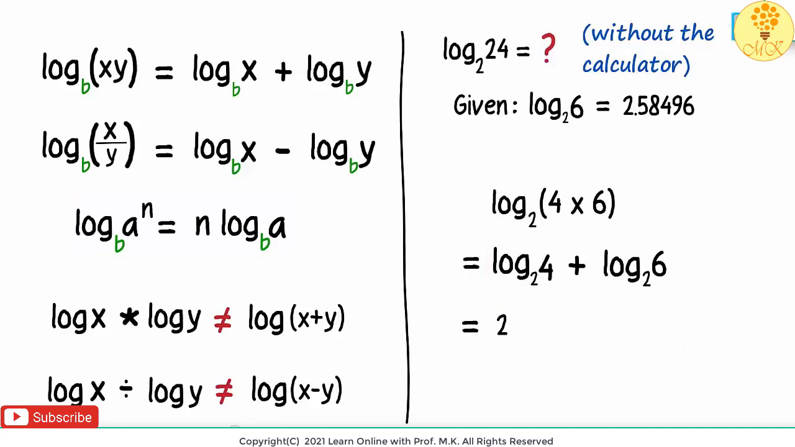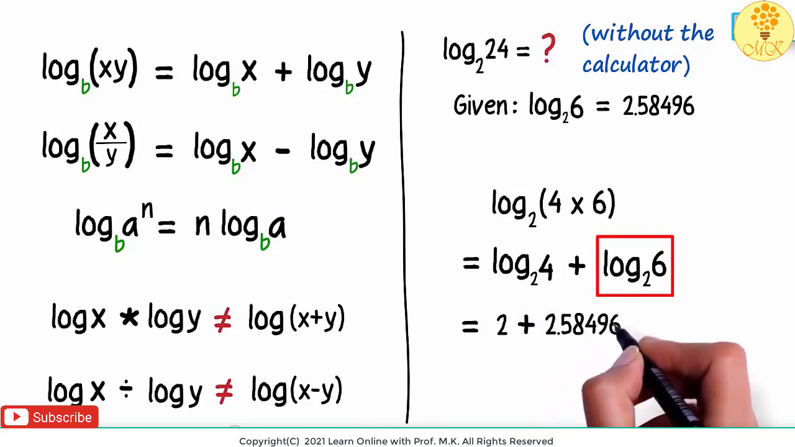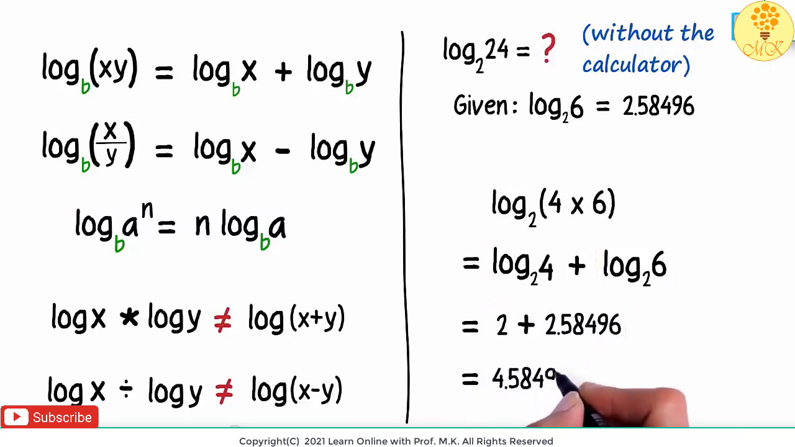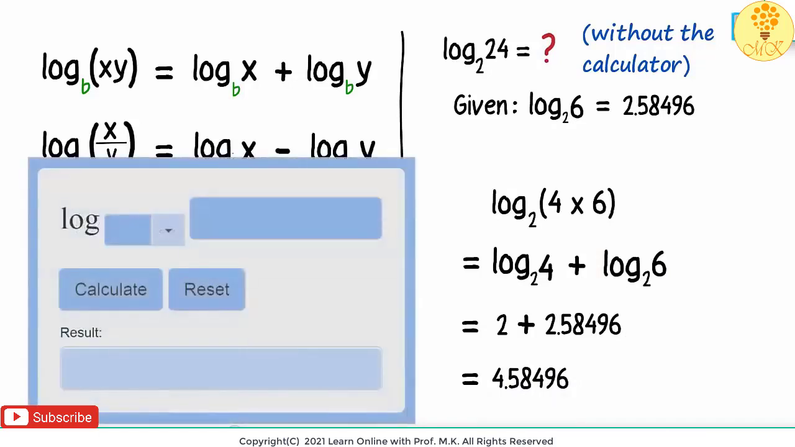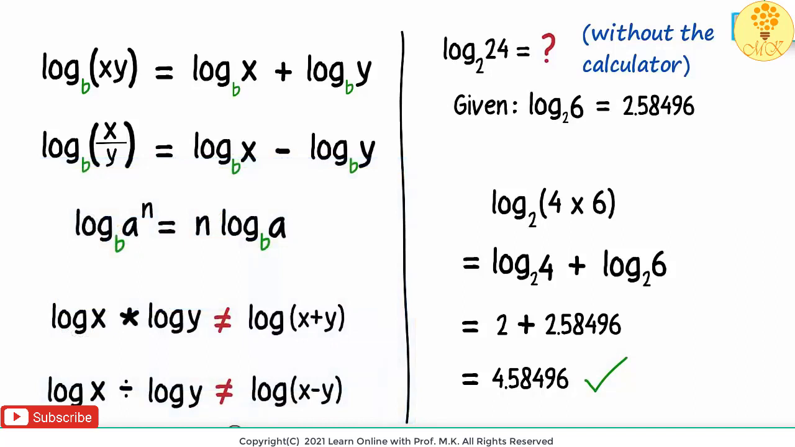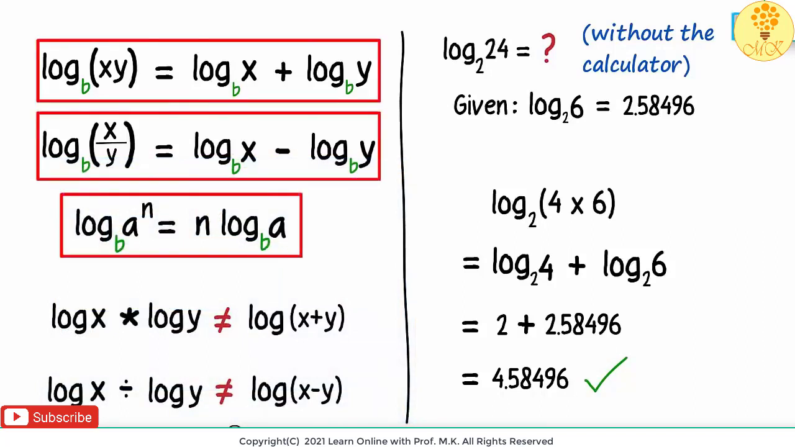Anyway, coming back to our problem. This is given to us as 2.58496. Adding these terms gives us 4.58496. Let's verify our answer using an online calculator. The base is 2 and the argument is 24. If we calculate this, we get 4.58496. Our answer is correct. Before we move on to the other examples, we will prove these 3 rules in the next few videos.